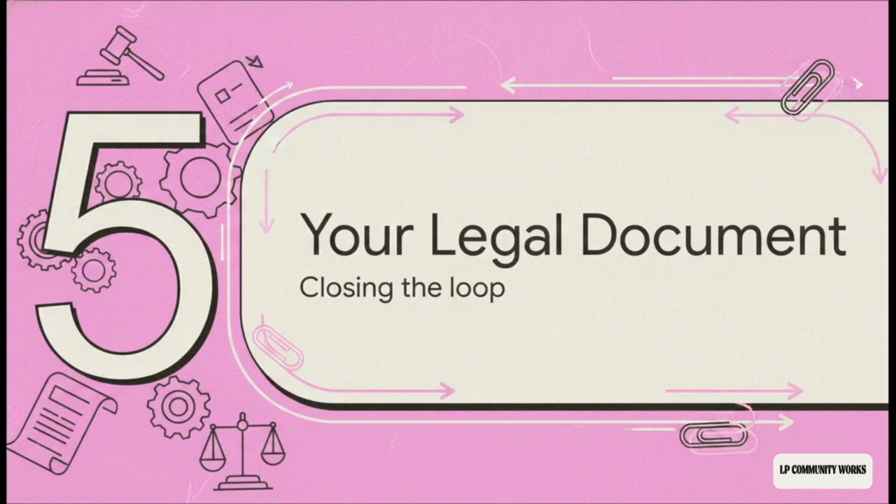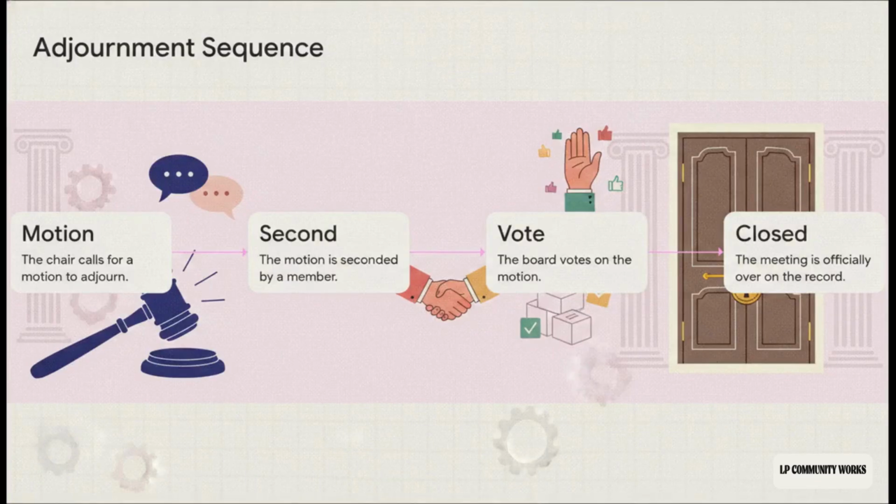Finally, we reach Section 5, your legal document, closing the loop. Just like we had to legally open the door, we have to formally close it. Adjournment isn't just the moment everyone starts packing up their bags. It requires a strict sequence: a motion to adjourn, a second, a formal vote, and then it's officially over. Because anything you discuss or decide after that adjournment simply does not count on the record. The window for action is completely shut.